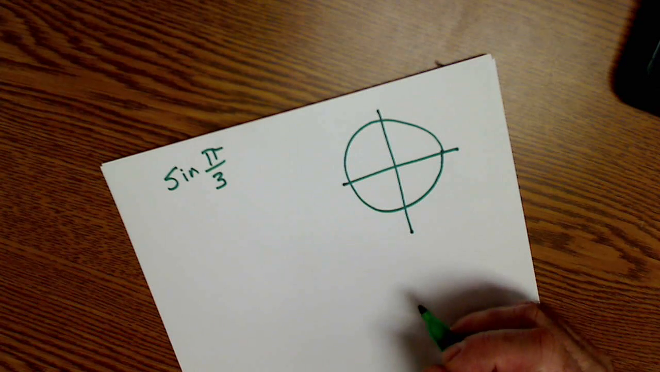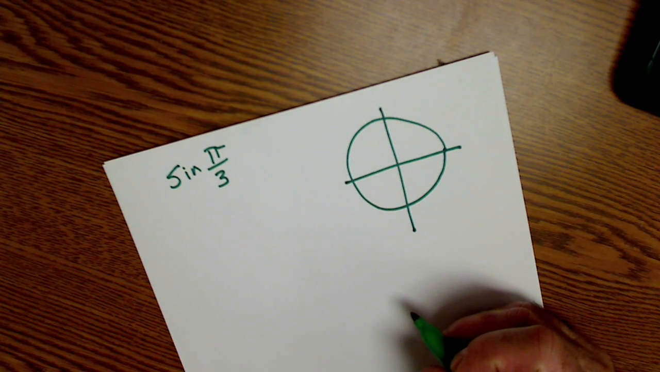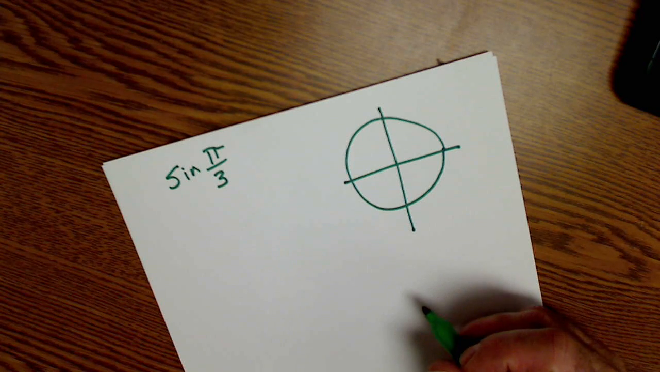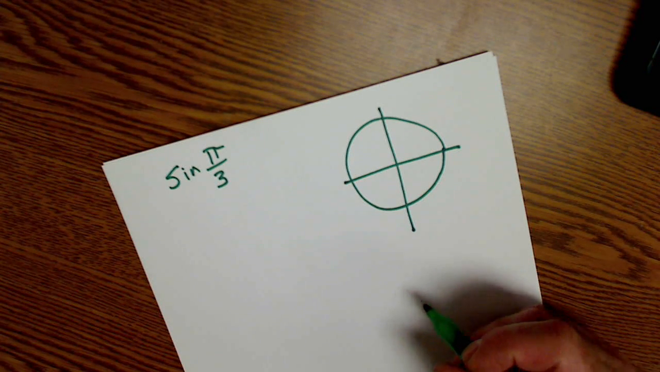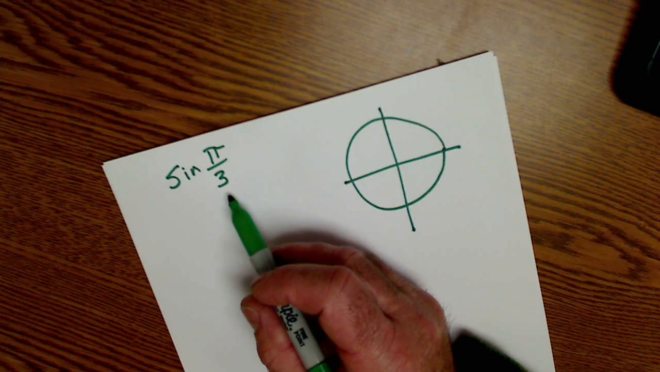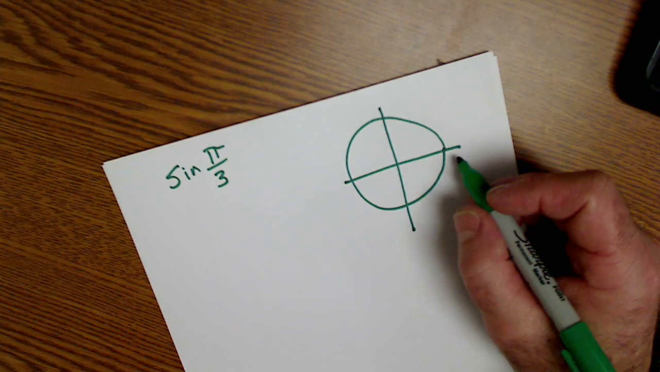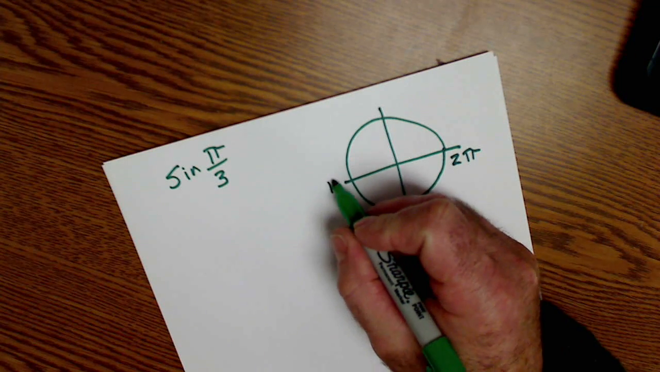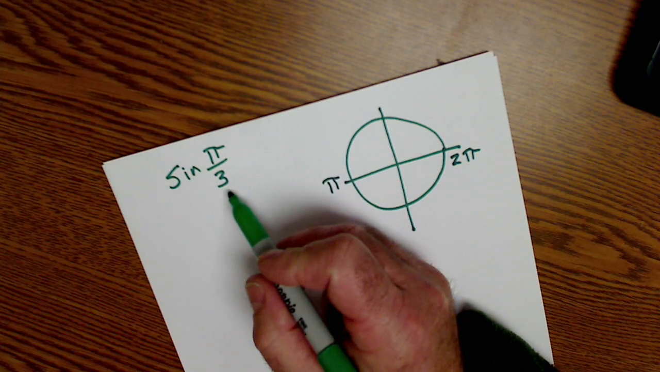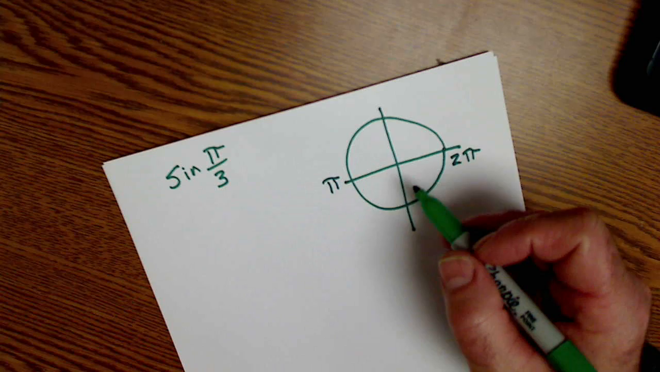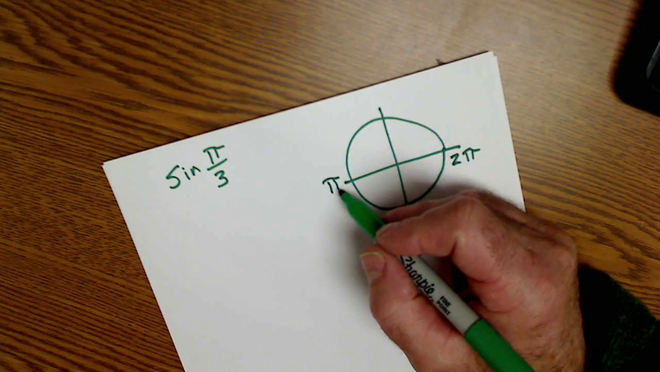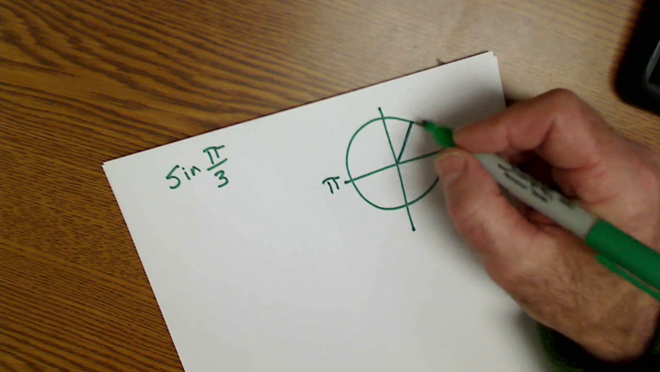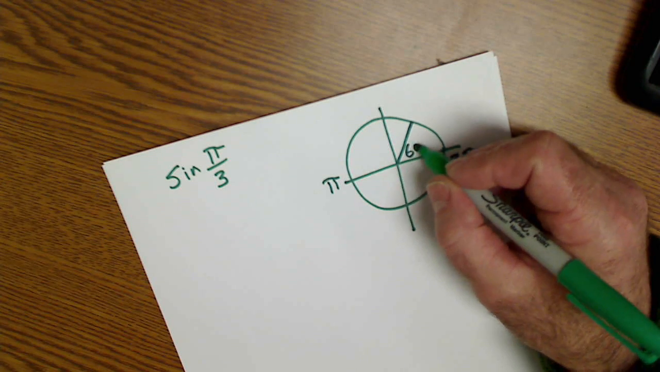Okay, hi everyone. This is a short lesson on finding exact values of trig functions in radian measure. So the first thing we have is pi over 3. A full circle is 360 degrees, or 2 pi. Therefore, a half circle is pi. And pi over 3 is the same as a third. So a third of the way to pi is 60 degrees. So my reference is 60.